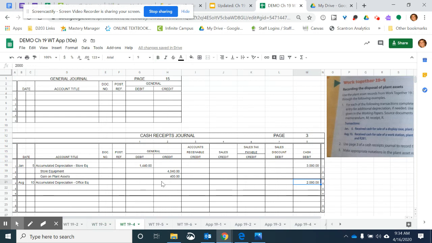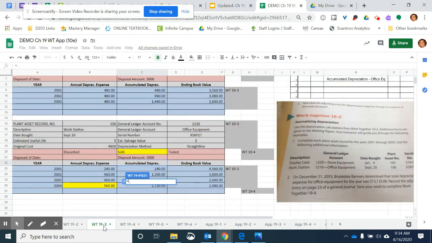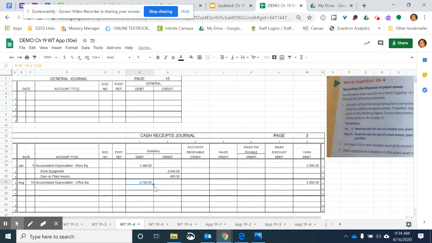So we know we got $2,000. We know that we have accumulated depreciation, so we're going to cell reference that. Go back, equal sign in the debit for accumulated depreciation, and it's going to be $2,720. You can just click in there, enter it. There we go. And another thing we know is what we paid for this asset.